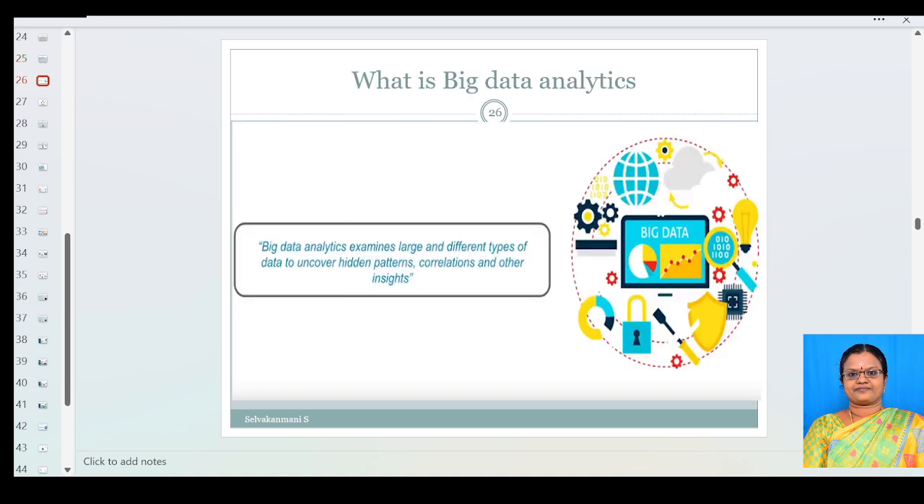So what is big data analytics? Big data analytics examines large and different types of data in order to understand the patterns, correlations, and other insights provided by the information or the data. And these data are huge in number, so it is going to identify the hidden patterns, the correlation among those data, and any other information which is present in the data. All this part will be taken care of by big data analytics.